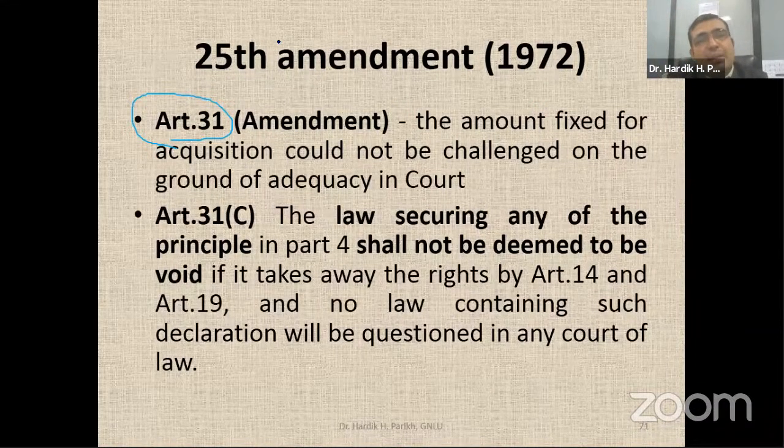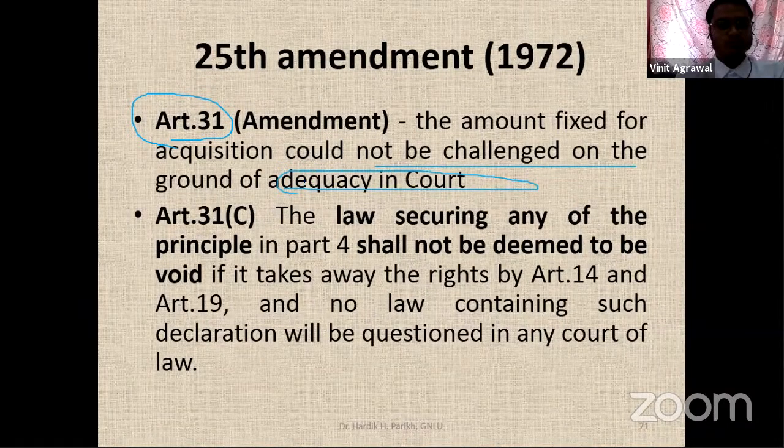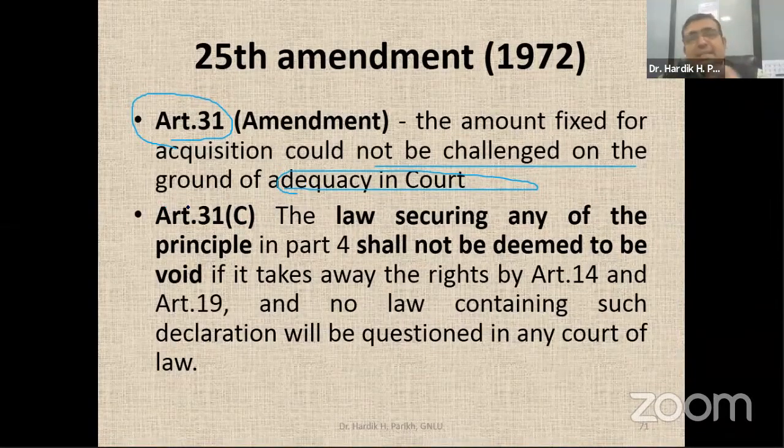Now here one amendment was brought again in Article 31, that the amount which has been fixed under acquisition cannot be challenged in court of law for adequacy. So now you cannot go into court of law under 31 also in case the amount is inadequate. Plus there was Article 31A, 31C came.